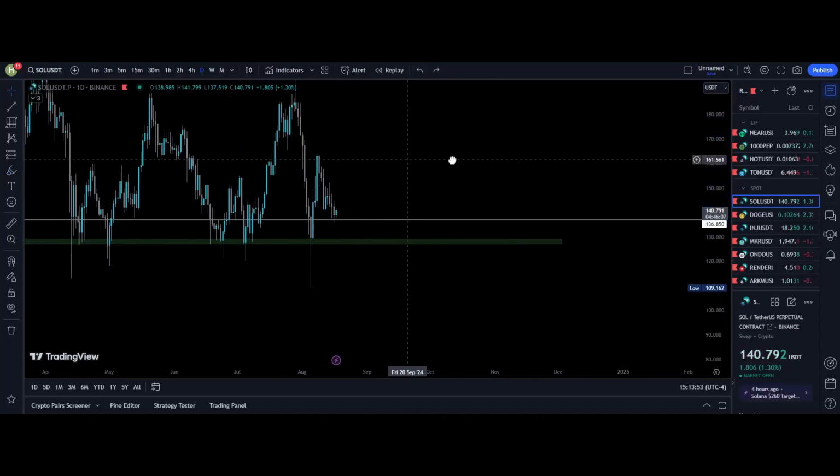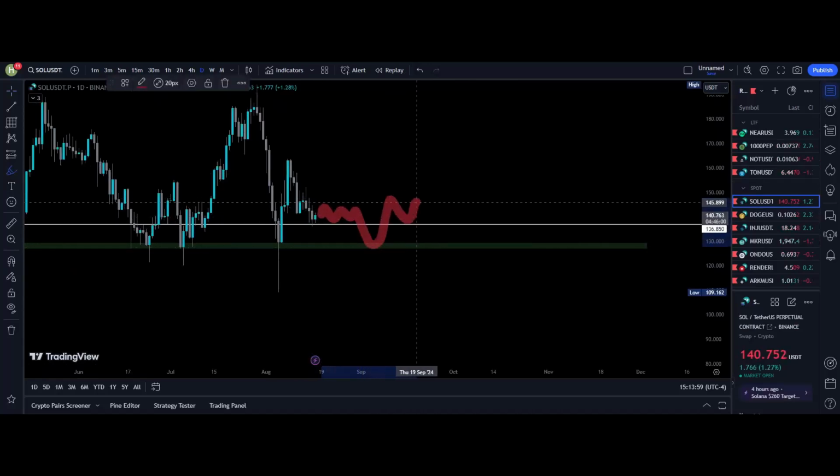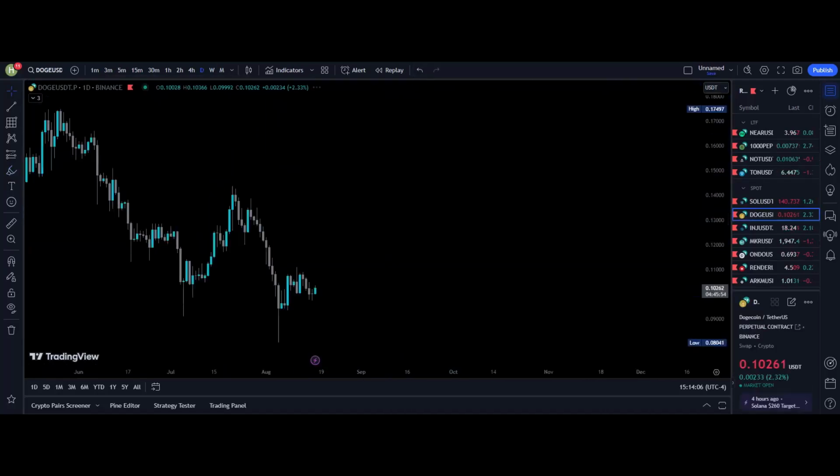I am just waiting for Solana to dip a little or maybe consolidate for a few days, then dip, reclaim, and this is the zone I'm willing to be a buyer at. This is for Solana. I hope it is clear now.